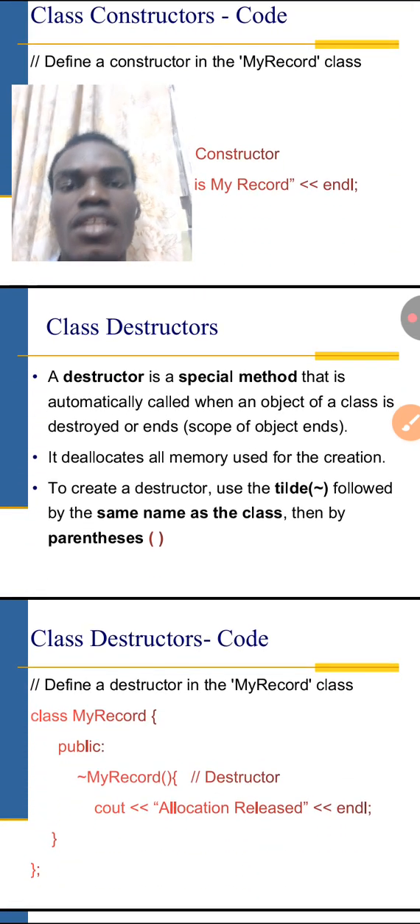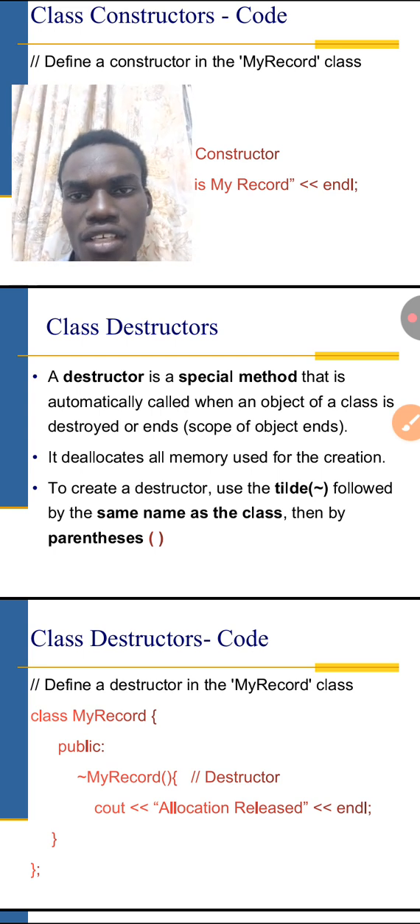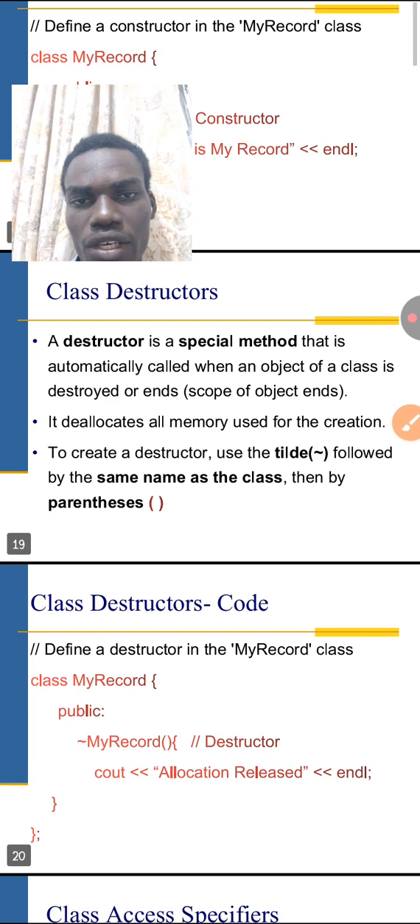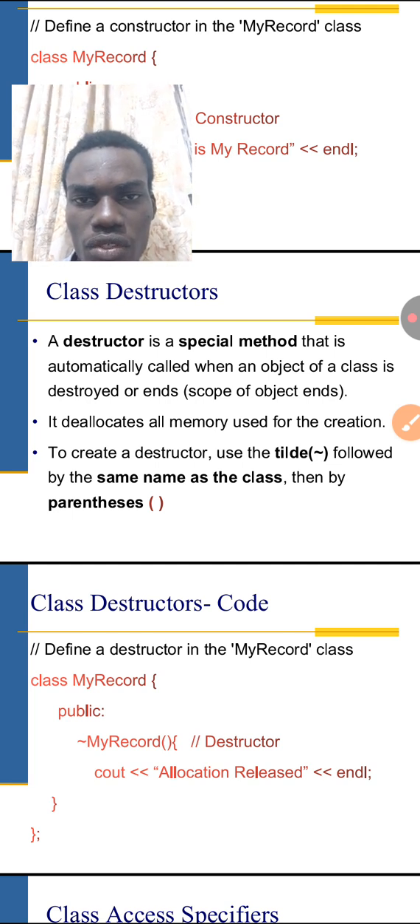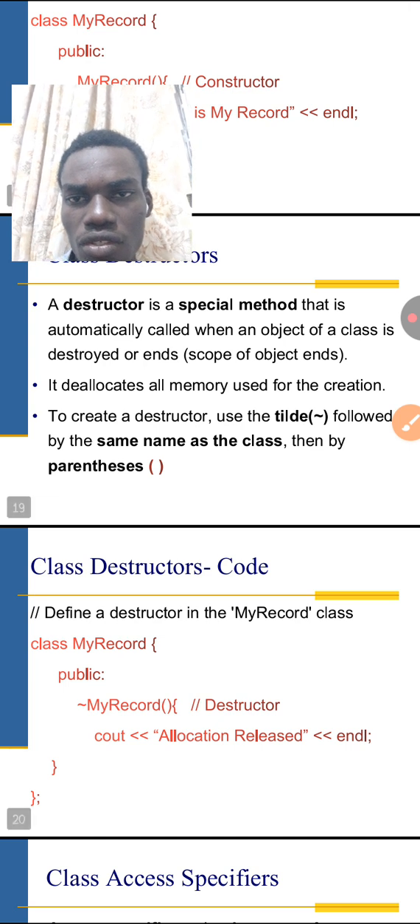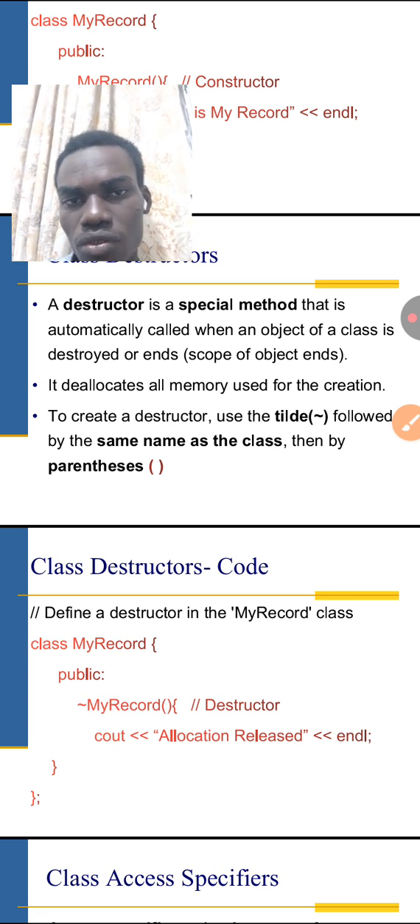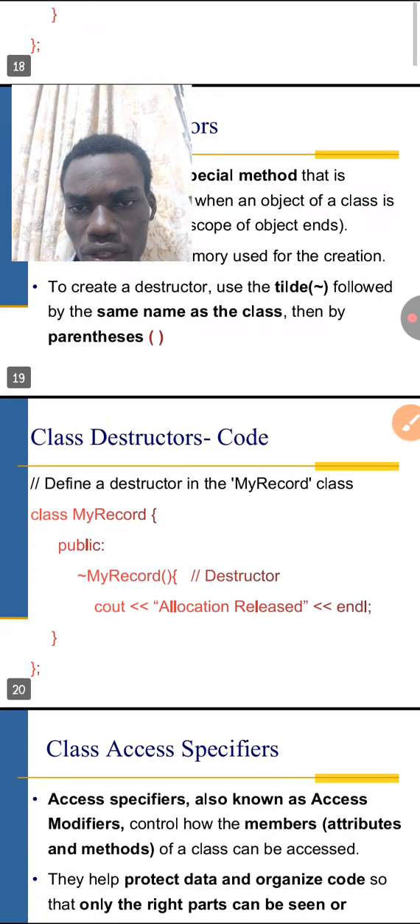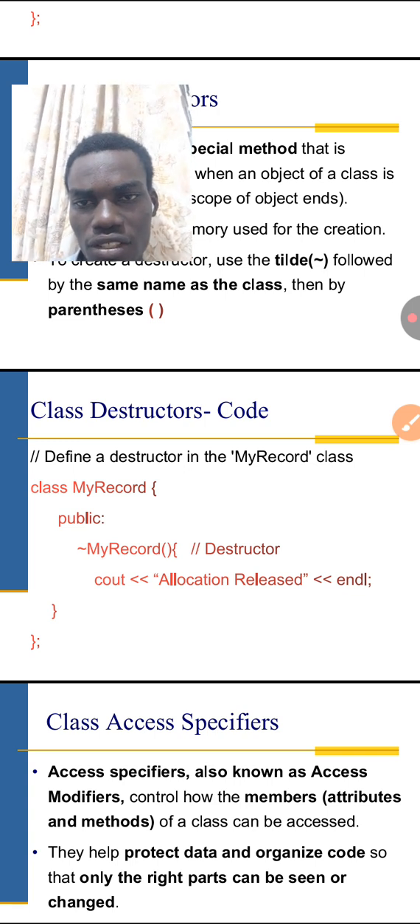Now let's look at class destructors. A destructor is a special method that is only called when an object of a class is destroyed or ended. It deallocates all memory used for the creation. To create a destructor, use the tilde followed by the same name as the class, then by the parentheses. So if you want to destroy the class, you have to add the tilde.